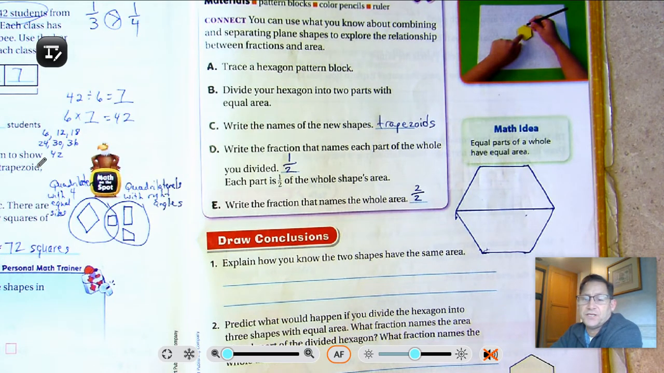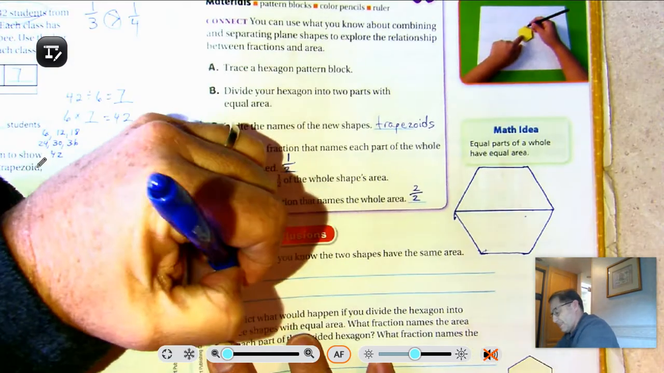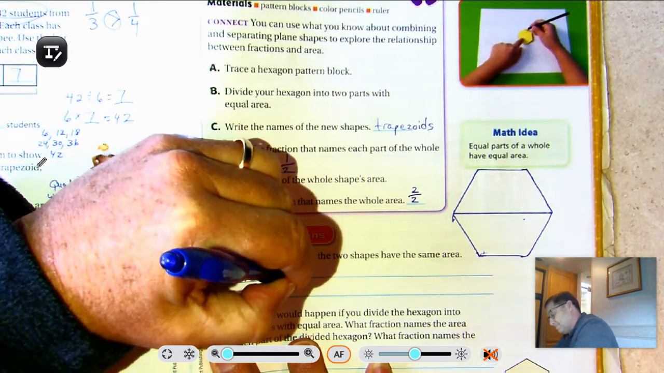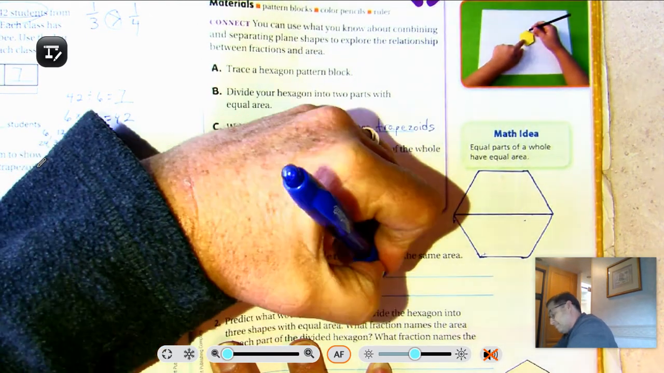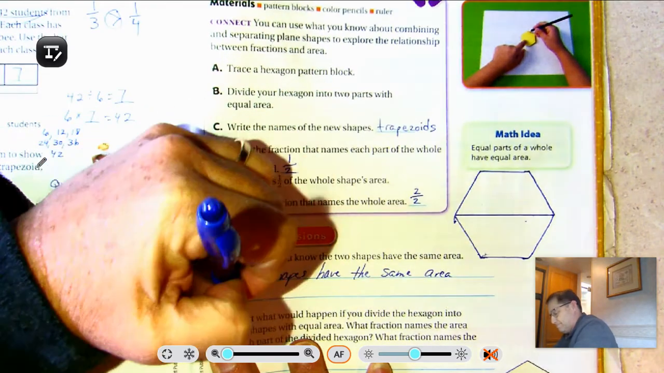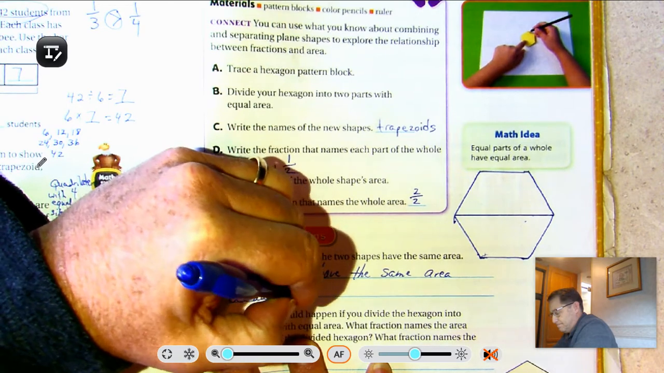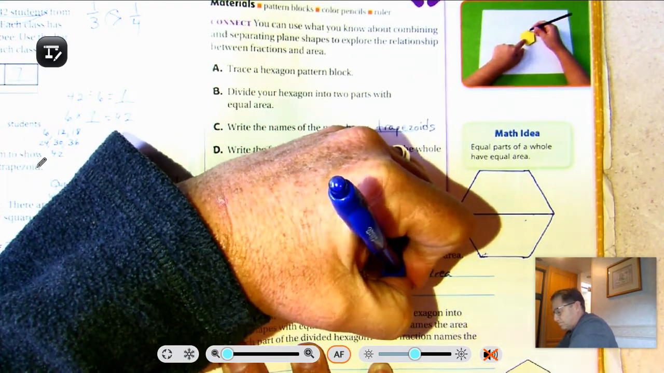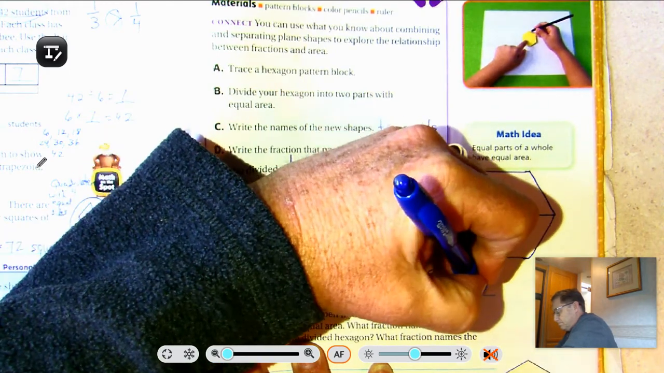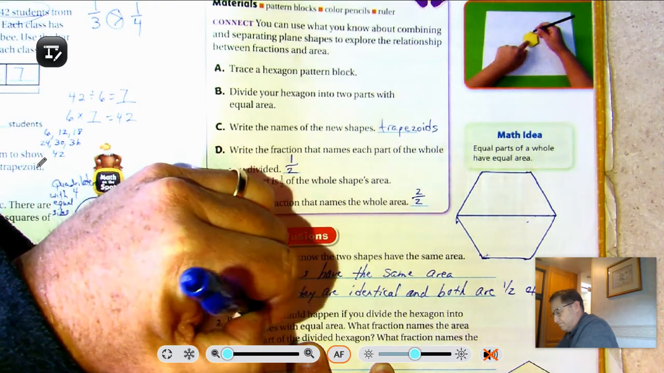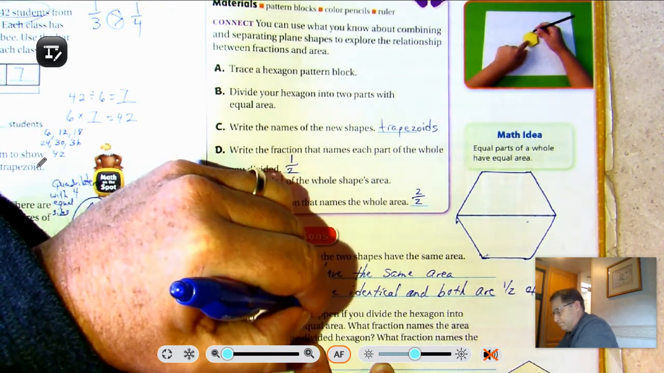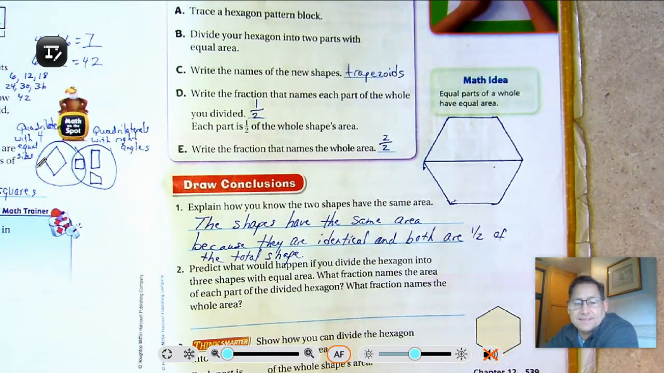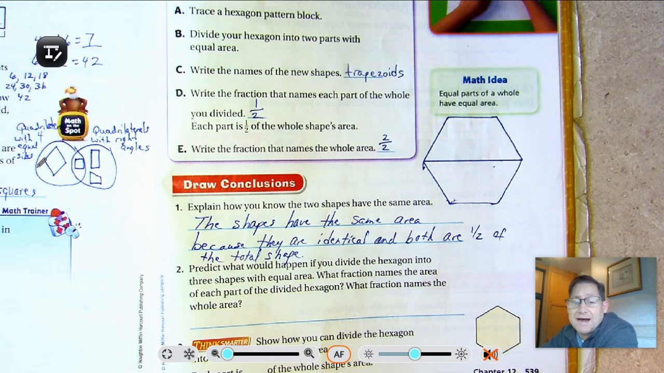Number 1, explain how you know the 2 shapes have the same area. Okay, so my thinking on that is, I know that the shapes have the same area because they're identical, and both are half of the total shape. So when we put them together, it makes a whole hexagon.